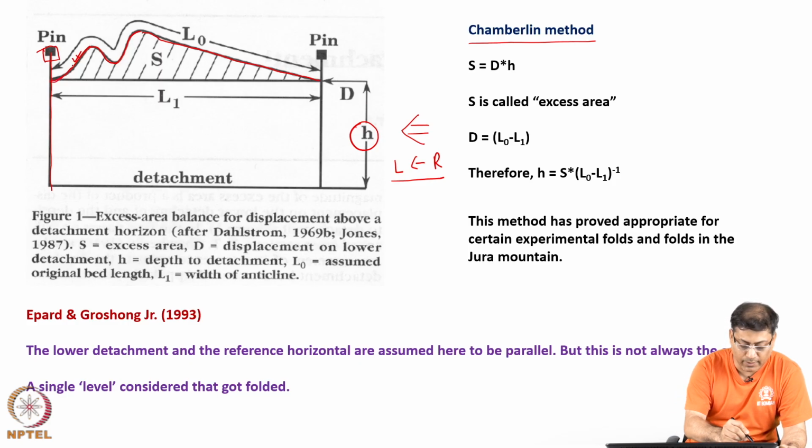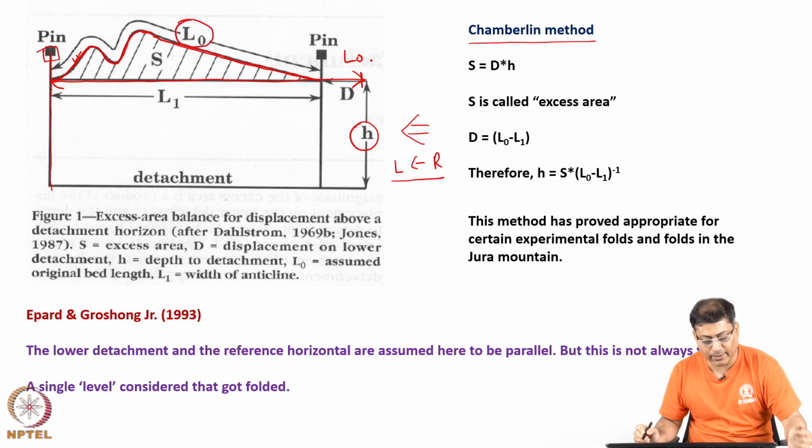So, one has to find out the length of this curved line, and the method I have already said you: you can break it into several small lines. After finding the length, draw the straight line in this way. So, this length is equal to the L0 length, which is the length of the curved folded layer.